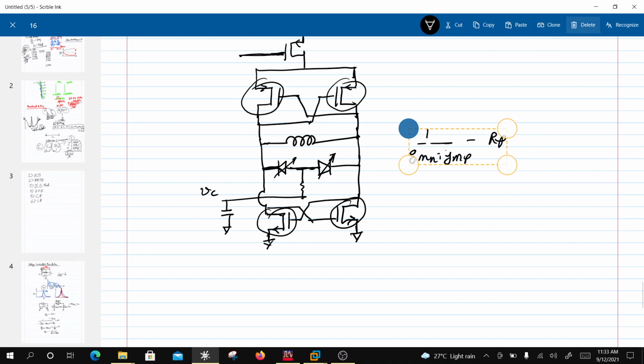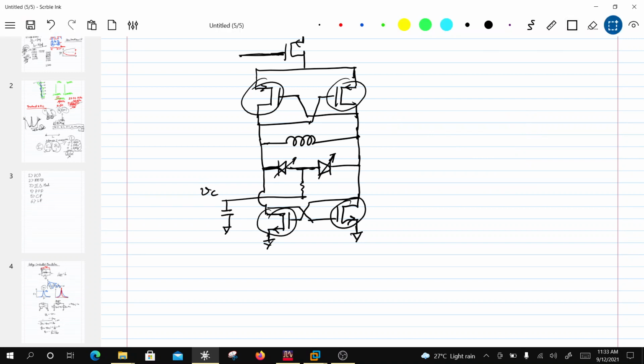Okay, wait a second. The issue here is, if I assume that this current and this current are the same, then the net voltage here and here is the same, and this is a stable state, right? So if the currents I1 and I2 are the same, then this is one of the stable states. That means the net voltage across here is 0, so the Vx which we are seeing is basically 0. That means there are no oscillations.